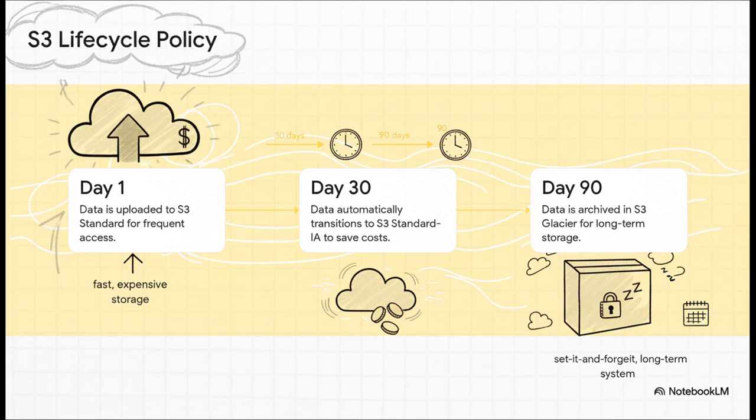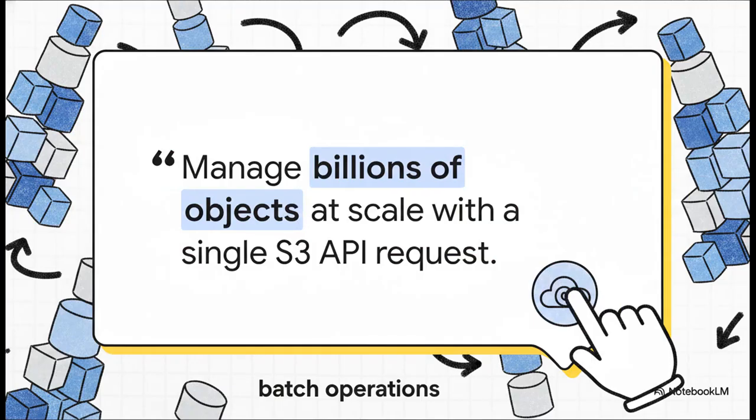It's brilliant. And the scale of this automation is just staggering. Using a tool called S3 Batch Operations, you can literally perform an action, like copying files, changing metadata, or even deleting them, on billions of objects with a single command. That's not a typo. Billions. A task that would have been unthinkable is now just one API request.